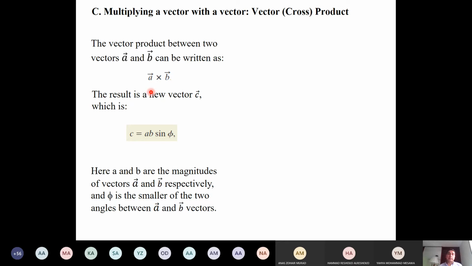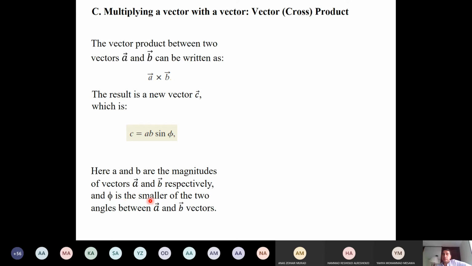I will also be showing you the right hand rule here. So for this, the result is a new vector, which is vector C, and the magnitude of that is going to be AB sine pi. Here A and B are magnitudes of the vector A and B respectively, and pi is the angle between them. Okay.